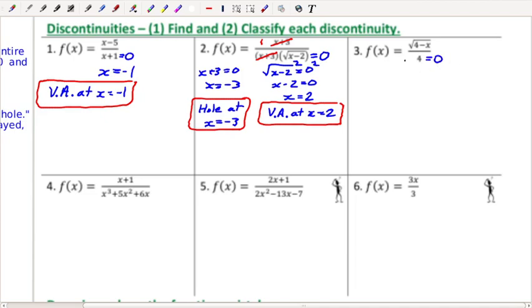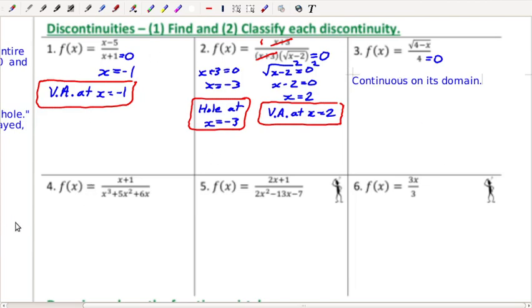So that means there's nothing that makes this function discontinuous, and this is going to be one of the cases where we write down our answer as continuous on its domain. In other words, no breaks in the graph. It is what it is. Whole thing, no discontinuities at all. It is continuous on its domain.